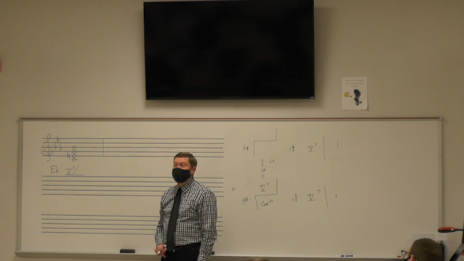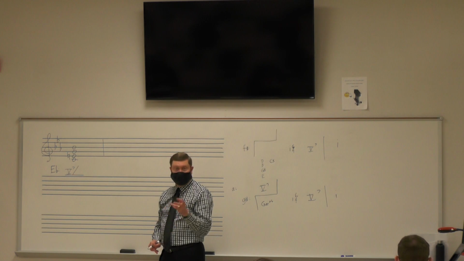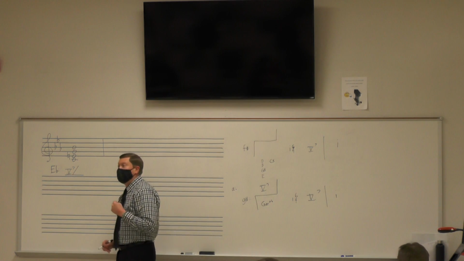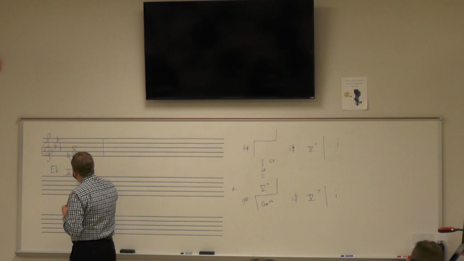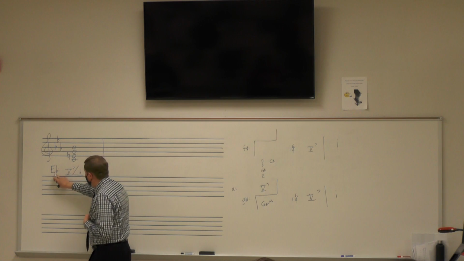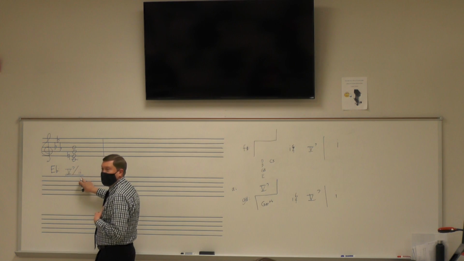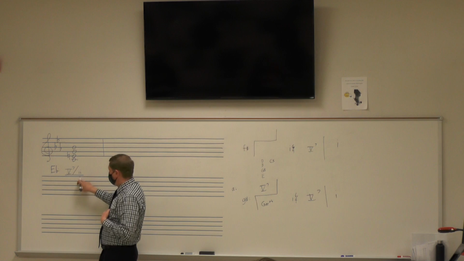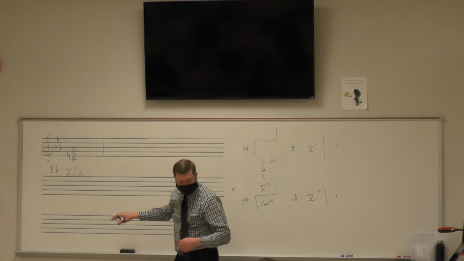Does anyone know what it's a 5/7 of? It's a 5/7 of 2. Because C, the root, is a dominant to F, and F in this key would be the root of 2. So that's the first part.